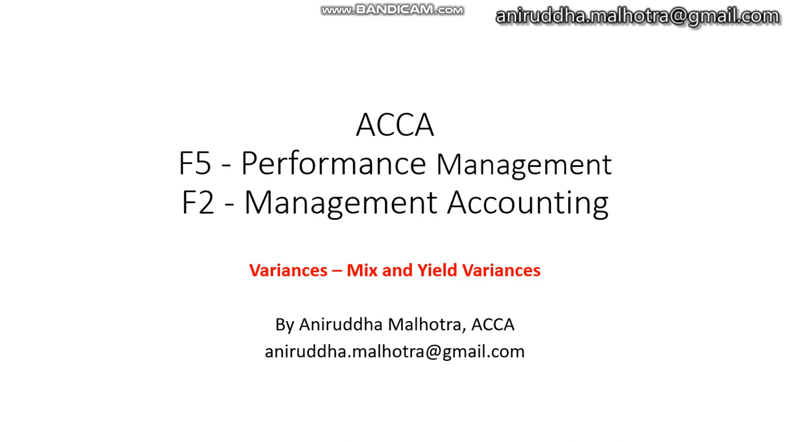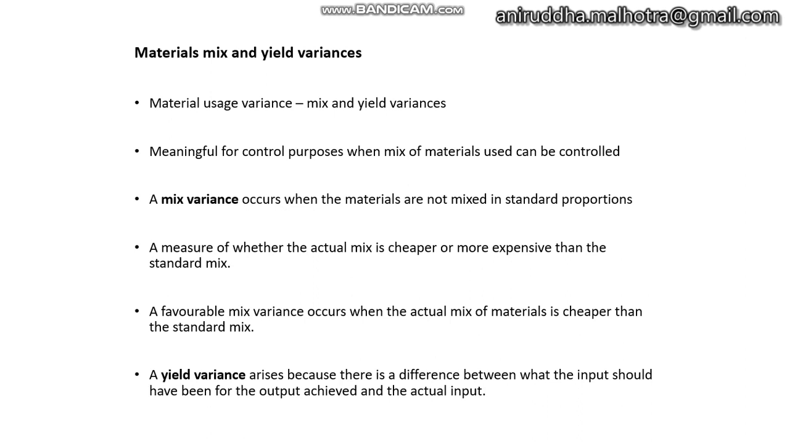However, when you change this standard mix or the standard proportion and you use a different mix, there will be certain variances involved. One would be related to the cost of this new mix compared to the original cost of the standard mix, and the other will be the output that you got from this new mix as compared to the output that you should have got from the standard mix. So this is what these variances talk about. Let's have a look at it in a bit more detail and then we'll solve an example or a question.